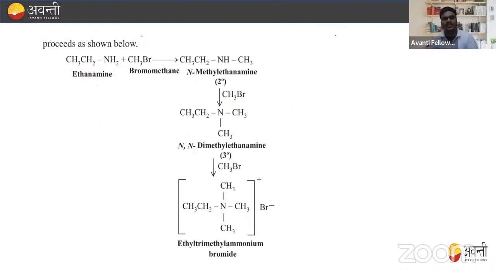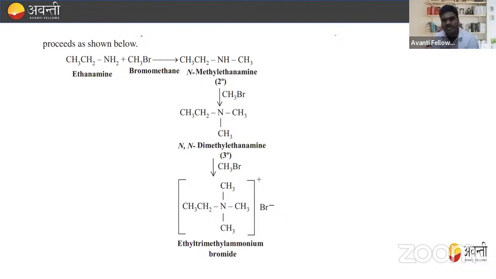For example, here, if we treat CH3CH2NH2 with CH3Br, right? So when the ethanamine is treated with the bromoethane, this is the reaction of alkyl amine with the alkyl halide. So when you treat CH3CH2NH2 with CH3Br, you'll get N-methyl ethanamine. This is the secondary amine. Now, further they react with CH3Br to form N,N-dimethyl ethanamine. Similarly, they react with CH3Br again to form ethyl trimethyl ammonium bromide. So these are the three steps, right?